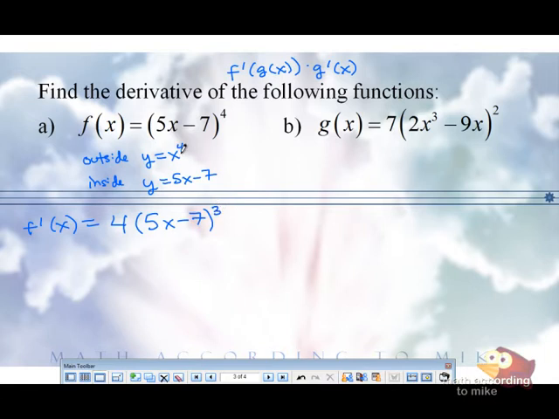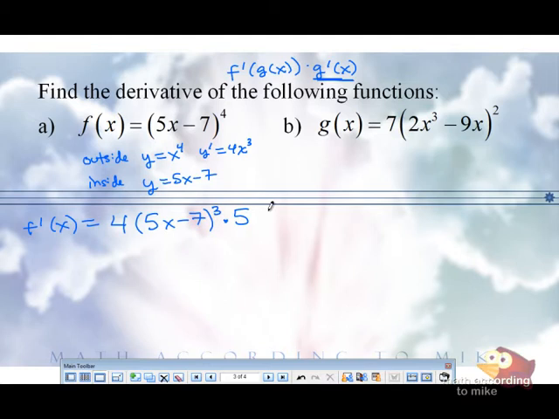So again, if your y was x to the 4th, then your y prime would be 4, bring the 4 in front, leave the x alone, take 1 off the exponent. Exact same thing here. But according to the chain rule, we're not done because we have to multiply by the derivative of the inside. What is the derivative of the inside? 5x minus 7 has a derivative of 5. Hooray!